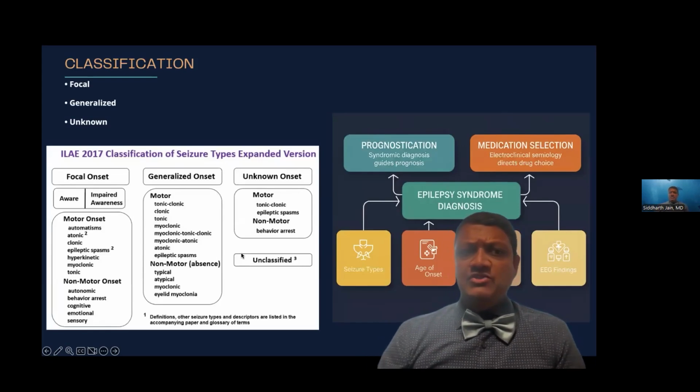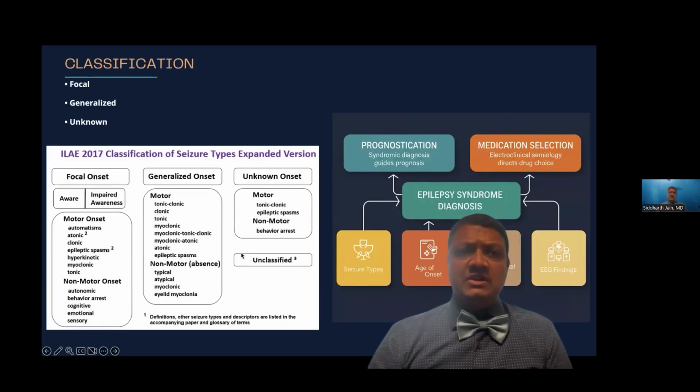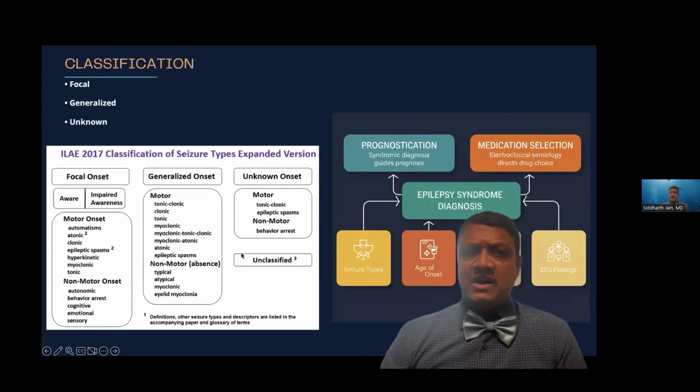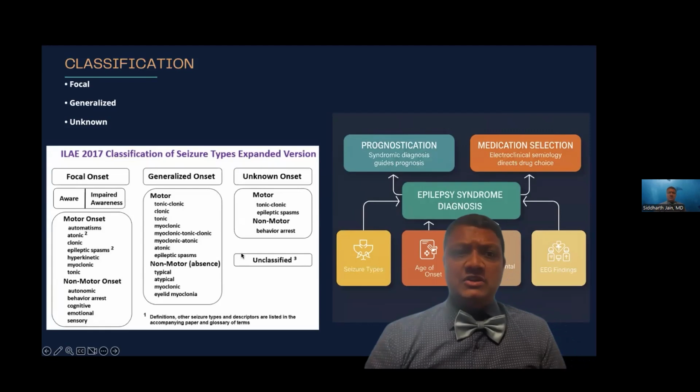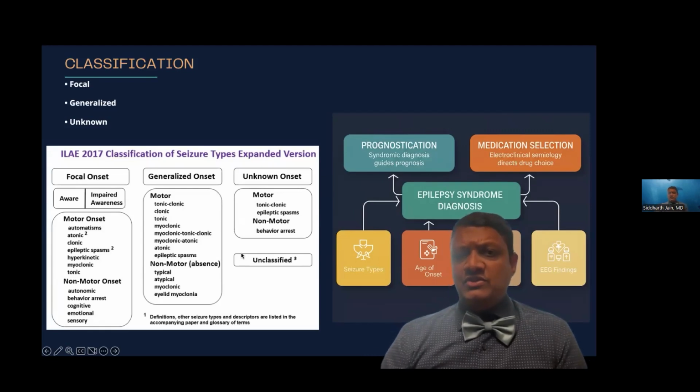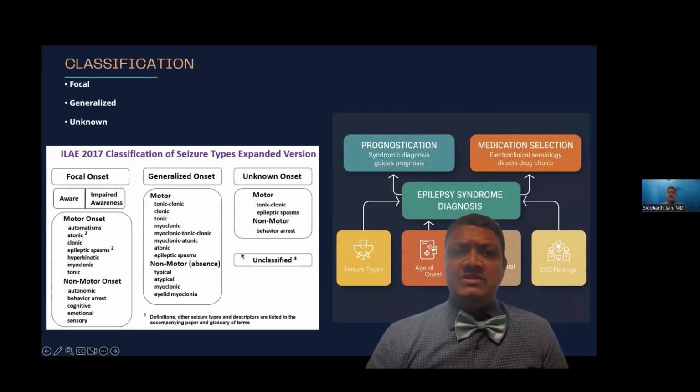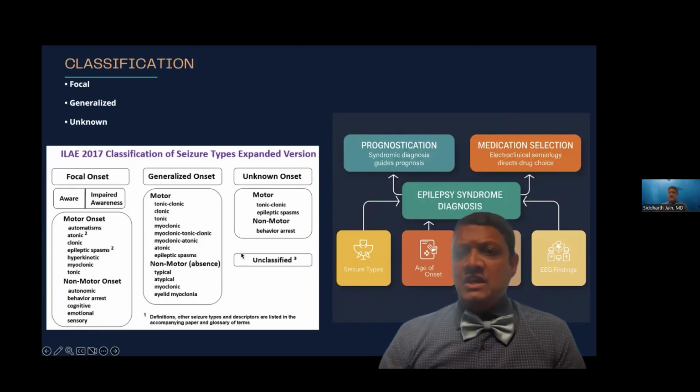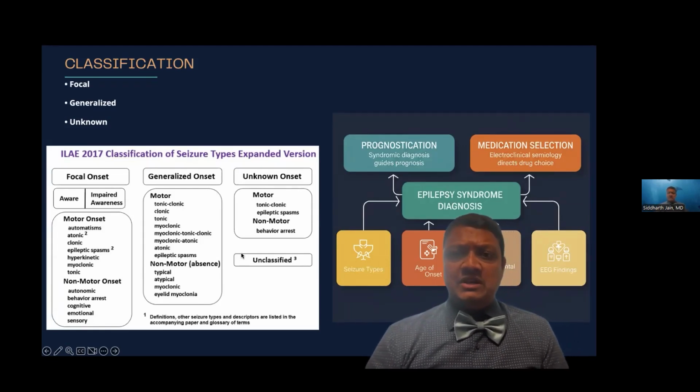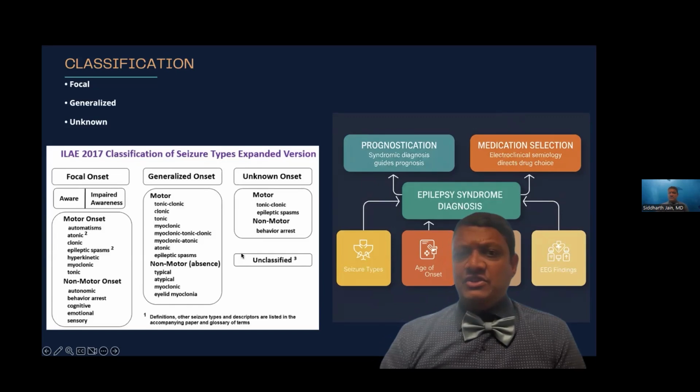Talking about the semiologies, the seizures by themselves are generally classified into focal, generalized, or at times unknown onset, where the seizure may not have been witnessed in its entirety, and sometimes the caregivers may have arrived after the seizure was well set in.